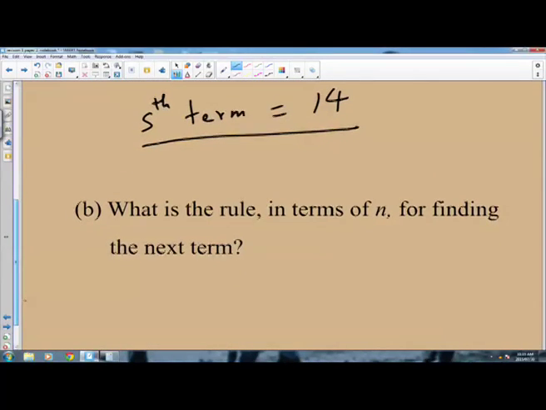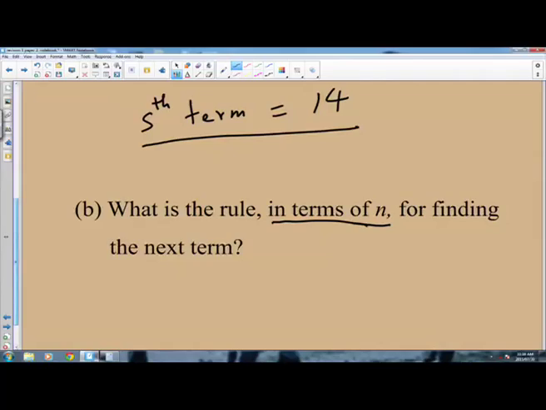That is B of the same question. It says, what is the rule in terms of n for finding the next term? So you have to find the rule in terms of n for finding the next term. So this question basically is looking for an expression of the nth term. So this is referred to as an expression for the nth term, or the algebraic form of the sequence.